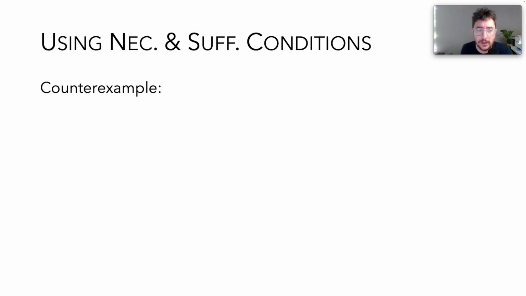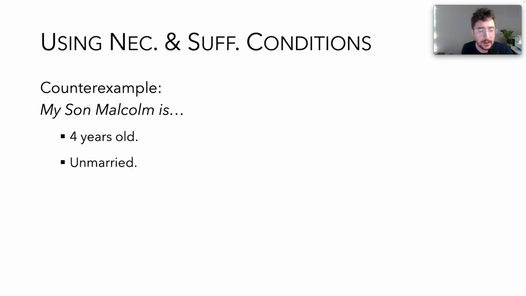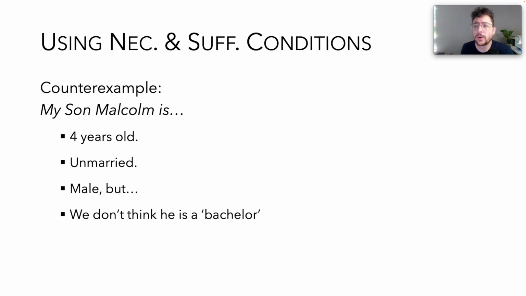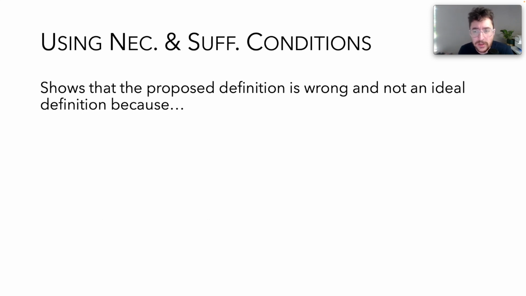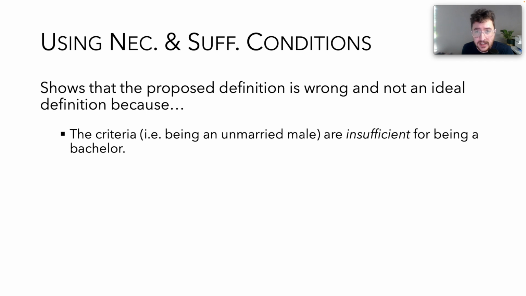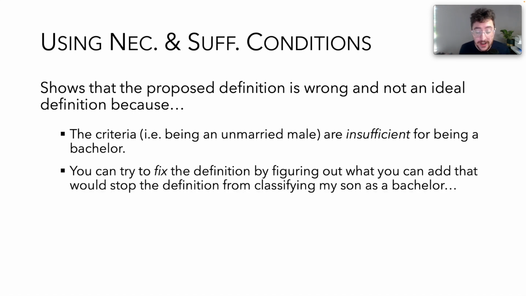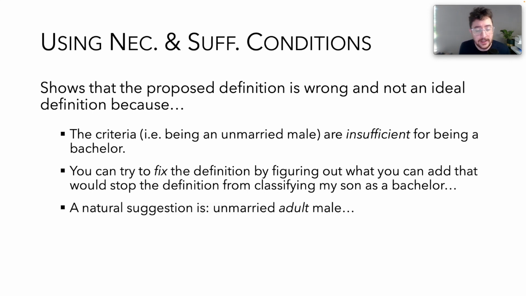I can give you one. Consider my son Malcolm. My son Malcolm is 4 years old, he's unmarried, and he's male. But we don't think of my 4-year-old son as a bachelor. And so this shows that the proposed definition is wrong. The criteria it uses in the definition, being an unmarried male, are insufficient for actually being a bachelor. We can try to fix the definition by figuring out, if this isn't enough to make something a bachelor, what can I add to it? A natural suggestion that you probably thought of is, well, you shouldn't just say a bachelor is an unmarried male. They also have to be an adult.